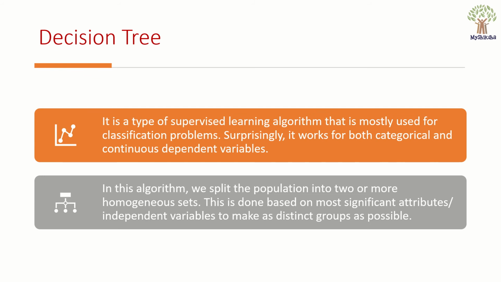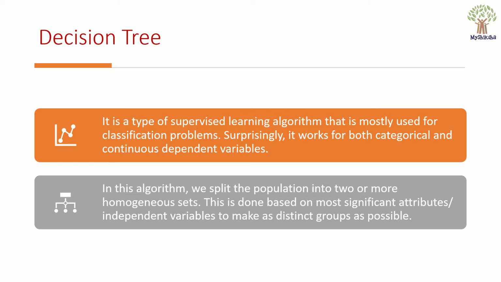So what is a decision tree? It's a type of supervised learning algorithm that is mostly used for classification problems. The moment we say classification problem, you can clearly understand that we are trying to categorize them, classify them, A or B. Surprisingly, it works both for categorical and continuous dependent variables. So connecting the dots, linear regression is for continuous, logistic regression is for categorical. Now decision tree is available for both categorical and continuous dependent variables.